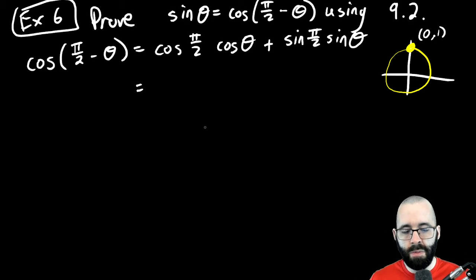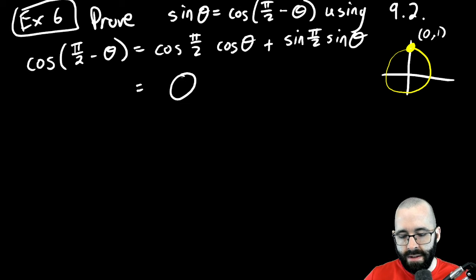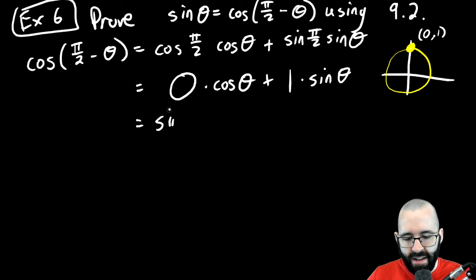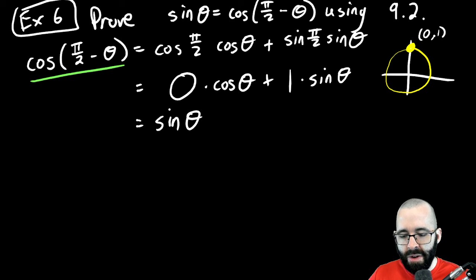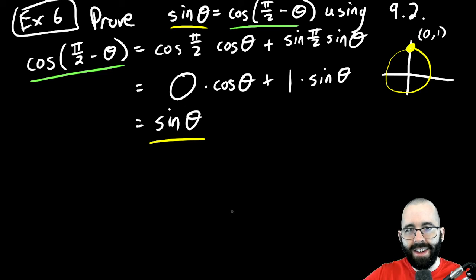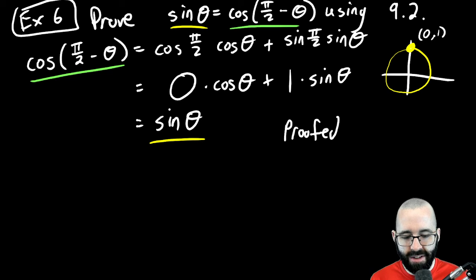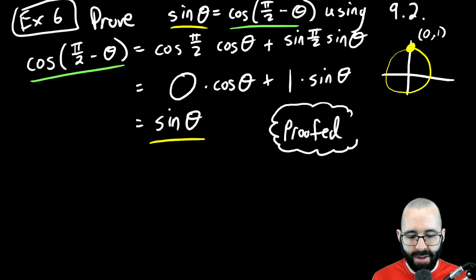Okay, so what is the cosine of pi over 2? Well, it's the x coordinate there. Big fat 0. What's the sine of pi over 2? That's the y coordinate there. It's a big fat 1. So we just get sine of theta. Oh, we started with cosine of pi over 2 minus theta. Oh, look at this. We did it. We proofed. That should be like a sound effect. Proofed. Like a little sound effect bubble.